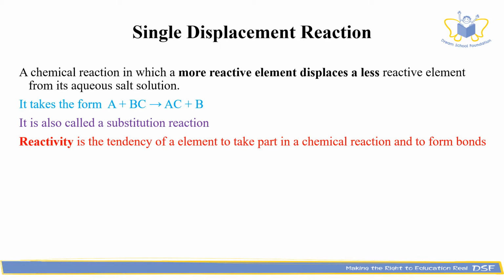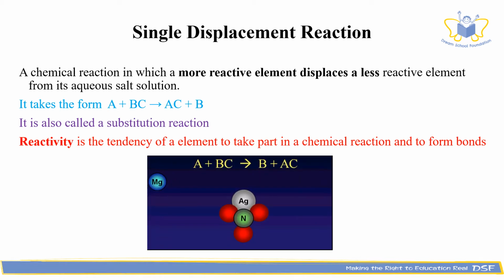Metals that have a greater tendency to lose electrons and form positive ions are considered to be more reactive. The more reactive an element is, the more easily it combines with other elements to form compounds. In the general form shown, A is more reactive than B and hence displaces B to form the new compound AC. Reactivity is the tendency of an element to take part in a chemical reaction and to form bonds. This reaction is also called a substitution reaction.